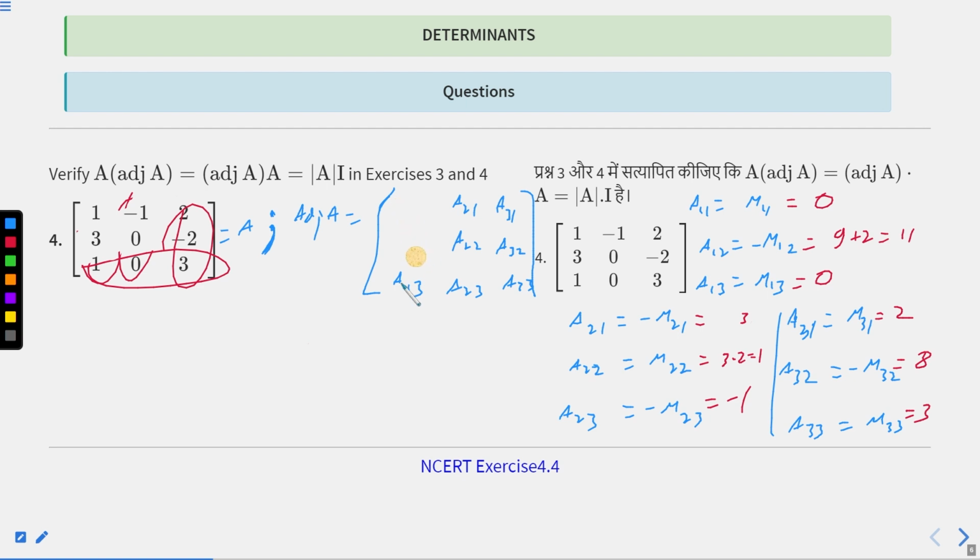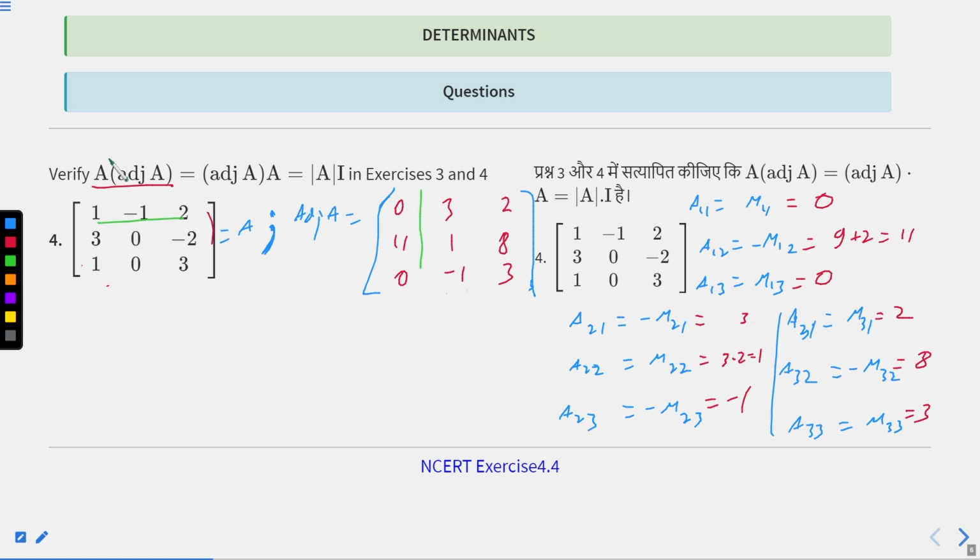So adjoint of A will be this: A11, A12, A13, 0 11 0, now 3 1 minus 1, now 2 8 3. This will be your adjoint. Now what you have to do, just multiply. So I am directly multiplying by A here. This is going to multiply with this, I'm writing here, so let me use a different color.